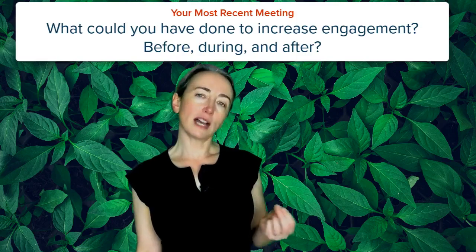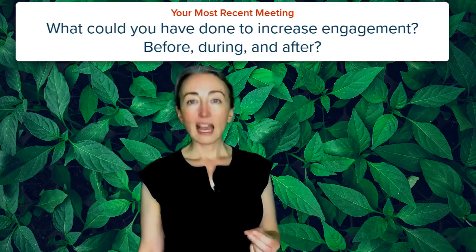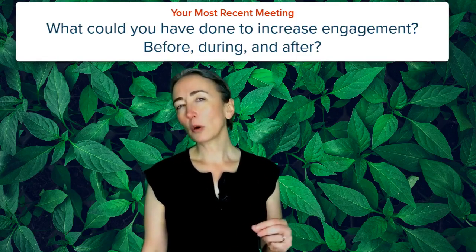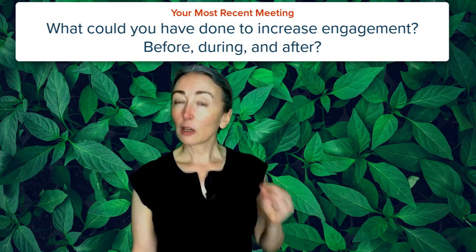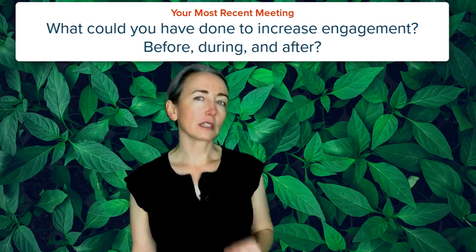So before we get into the 5 steps, let's just start here. When you think about the last meeting you held, what could you have done to increase engagement? At each step, was there a more engaging way you could have achieved the same goal? And going forward, ask yourself this question as you design your meetings. And you'll quickly discover there are all kinds of ways to meet that are way more interesting and fun than the humdrum gatherings you've experienced in the past.